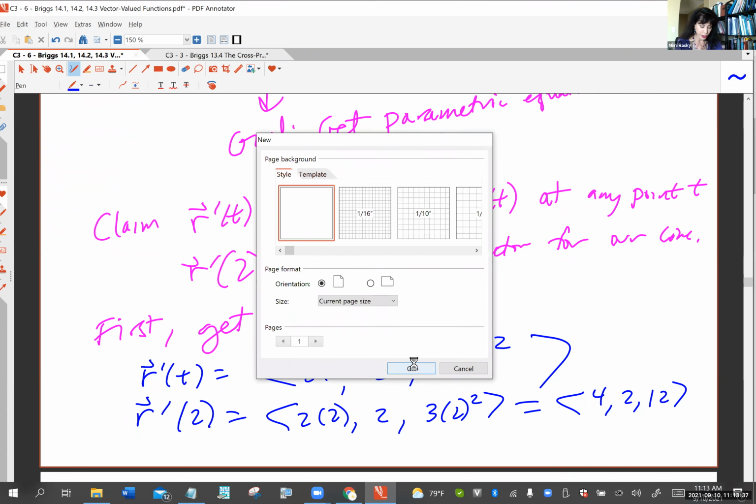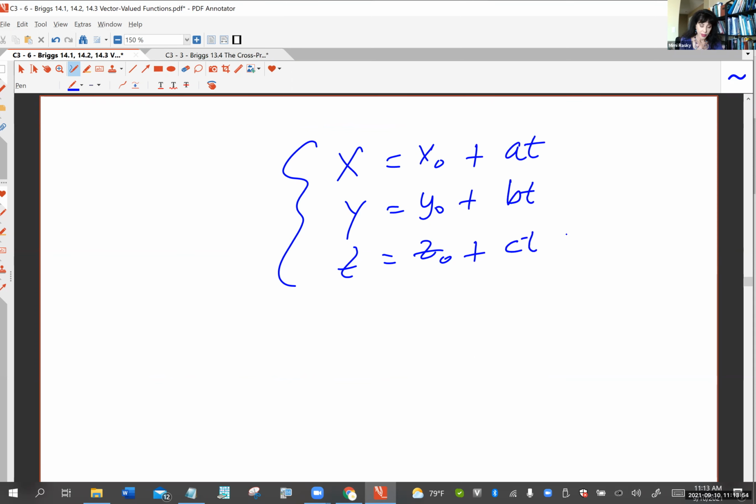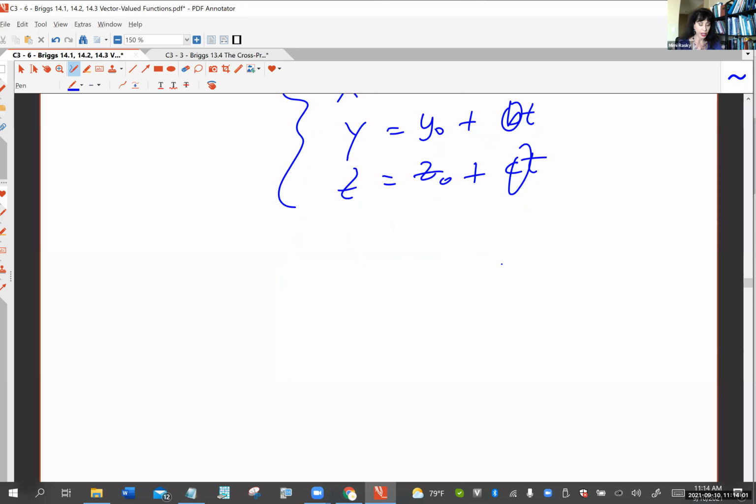Let me remind you, in case you forgot, generically speaking, these parametric equations form a set: x equals, y equals, z equals the coordinates of the point on the line, x naught, y naught, z naught, plus some number times the parameter t, where these are the direction numbers.